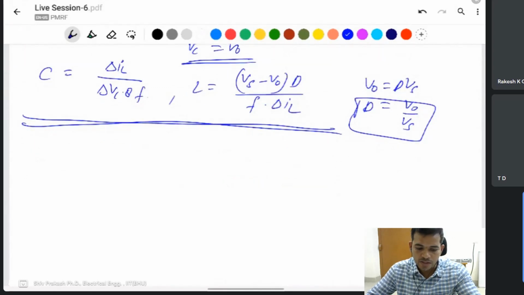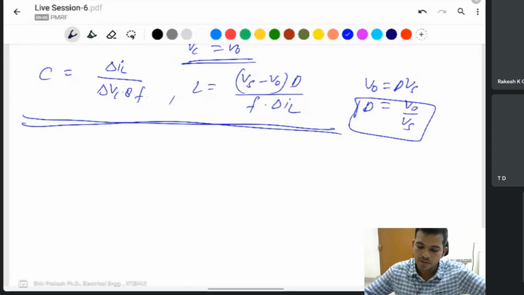The boundary condition and critical condition are remaining. I will teach you in the next session. I am stopping here for this session. The boost converter and buck boost converter two are remaining.